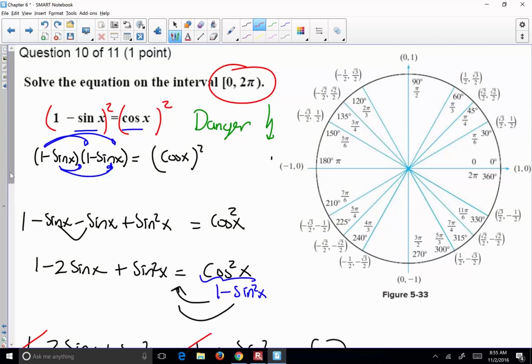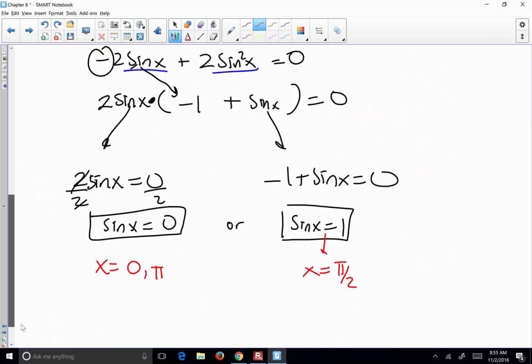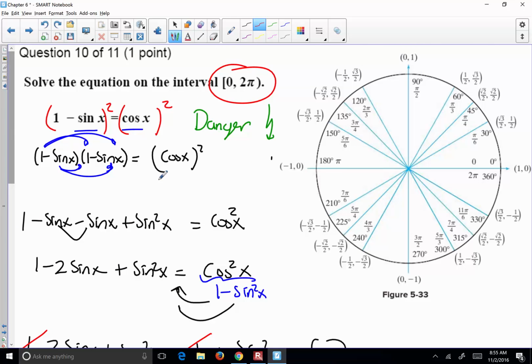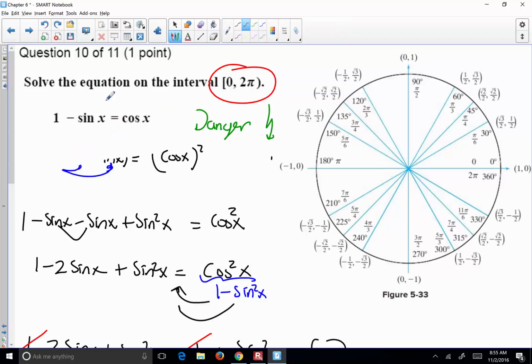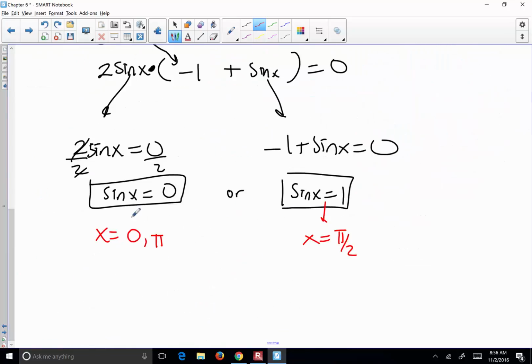Oh no, I forgot to check something. I told you, I promised you there are fake ones inside. So how can I figure out the fake ones? Let's plug in 0 first. When I enter 0, does it make left and right matching? Is 0 satisfying this equation? Sine 0 is 0, 1 minus 0 is 1, cosine 0 is 1. Yes. The first one checks out.